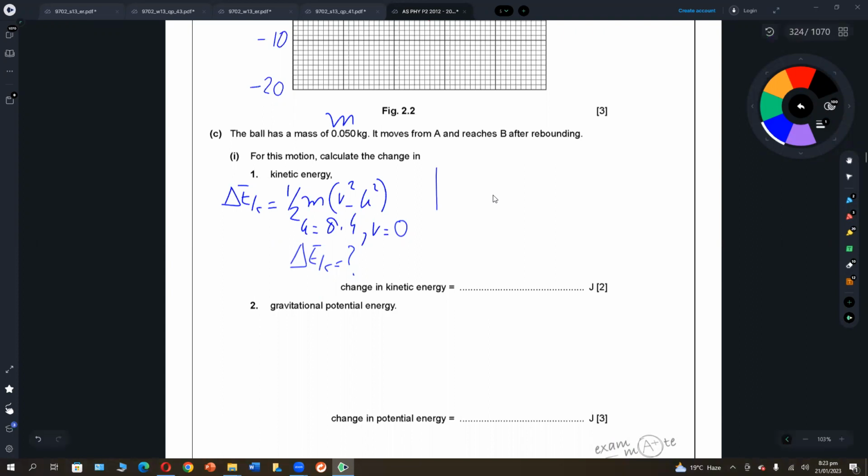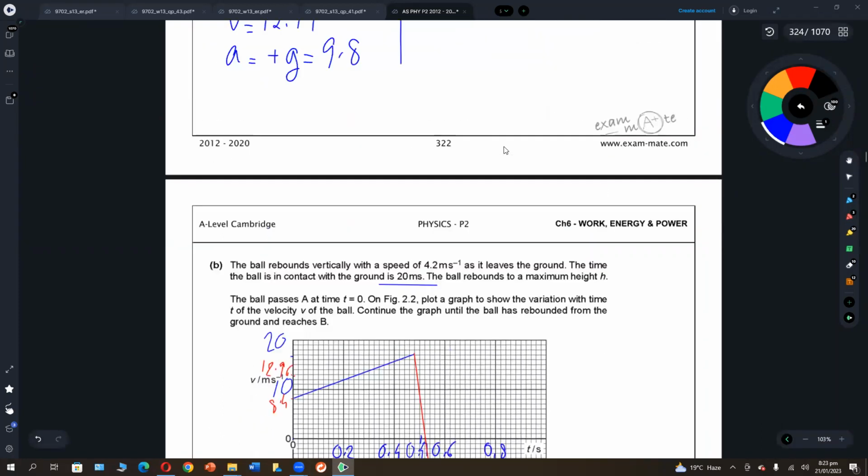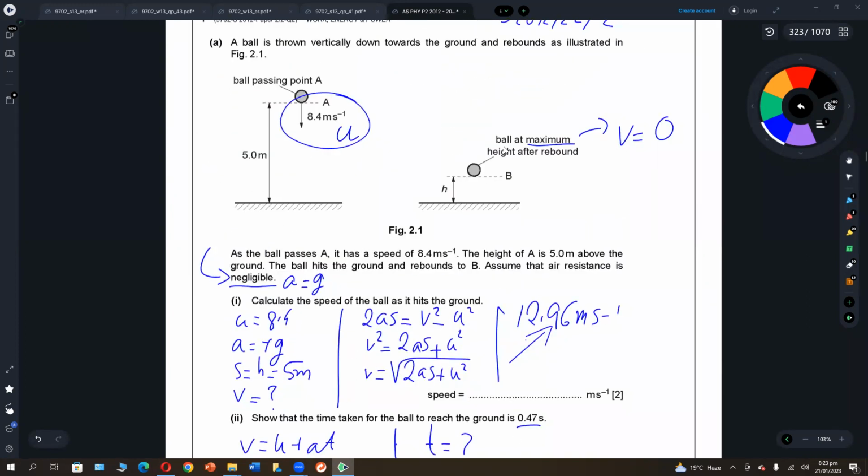ये डेटा पुट करो और सॉल्व करके दें, if you get the answer. बहुत सिंपल है. देखो, सिंपल डेटा है आपके पास. This is the initial velocity and this is the final velocity, and you need to find the change in kinetic energy. So it's only a formula working.